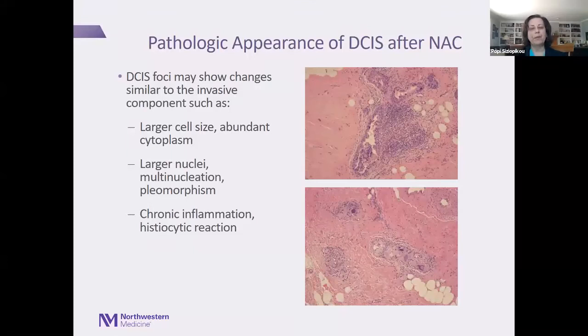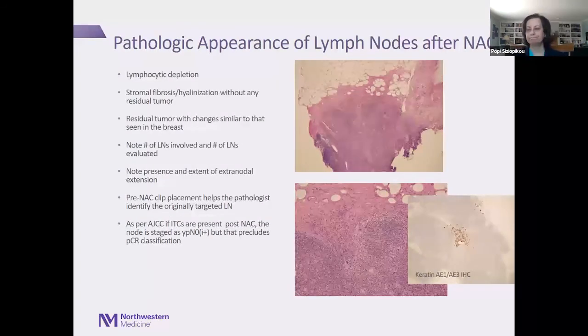Now, how about the appearance of DCIS after neoadjuvant chemotherapy? DCIS foci after neoadjuvant chemotherapy also show histologic changes that are similar to the invasive component, such as larger cell size, abundant cytoplasm, larger nuclei, multinucleation, and pleomorphism. Once again, often we see chronic inflammation and histiocytic reaction in the background. Occasionally, microinvasive foci of tumor are seen around nests of DCIS.